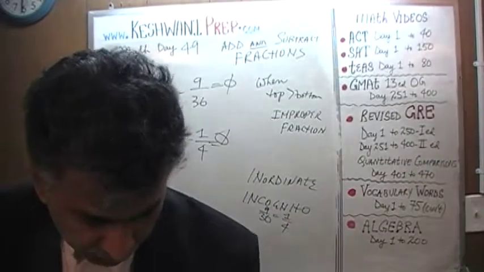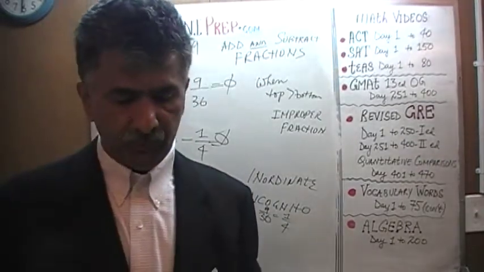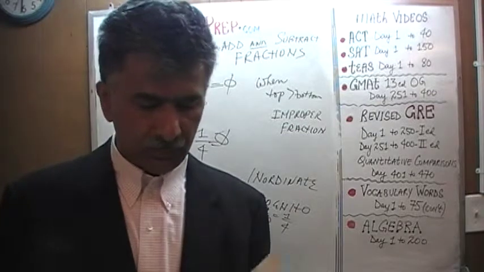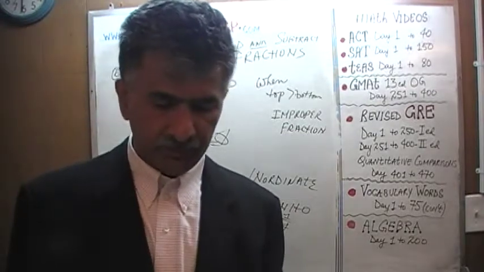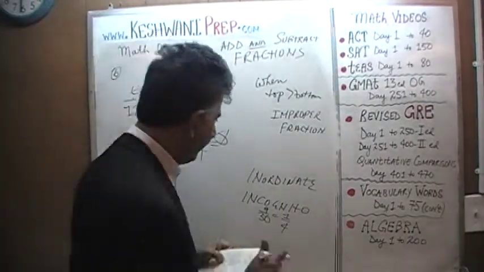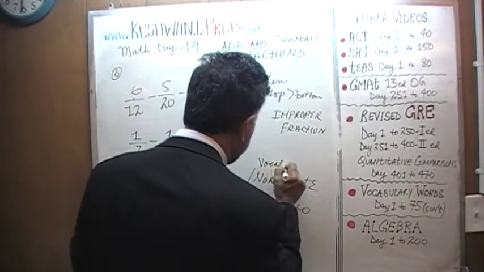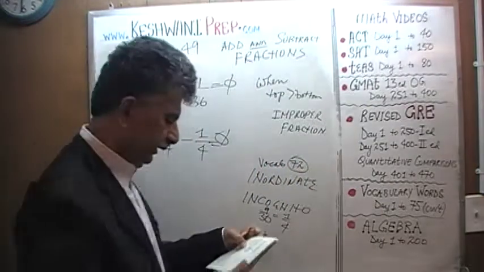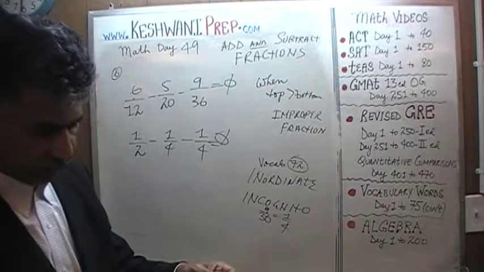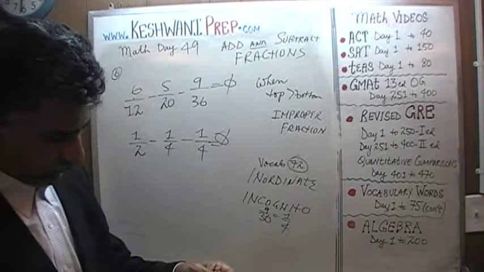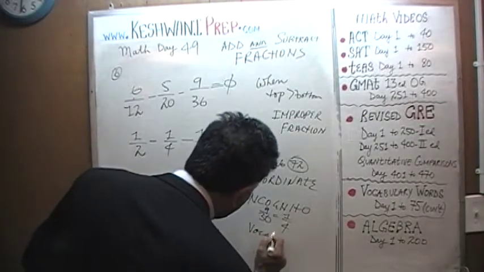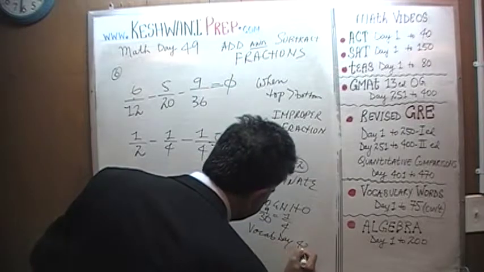Let's learn these two words, inordinate and incognito. It's just a fluke that they both happen to start with I, so I don't have to look at two different cards. Look under I and I'll tell you exactly when we learn these words. Inordinate amount of time, I said, day number 72. And incognito simply means to be in disguise. I know we learned it, day number 42. Oh, what do you know? Vocabulary, day 42.